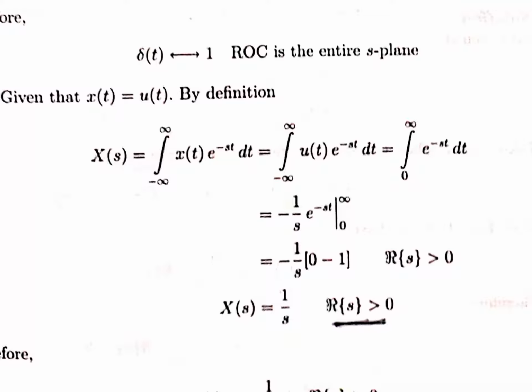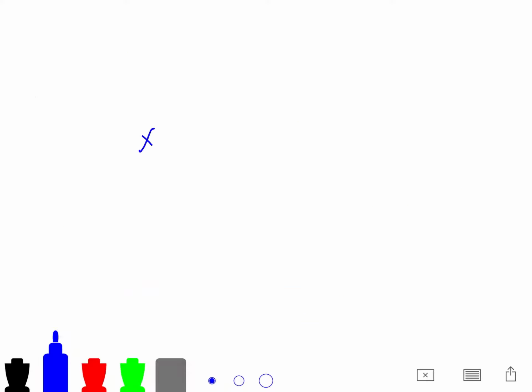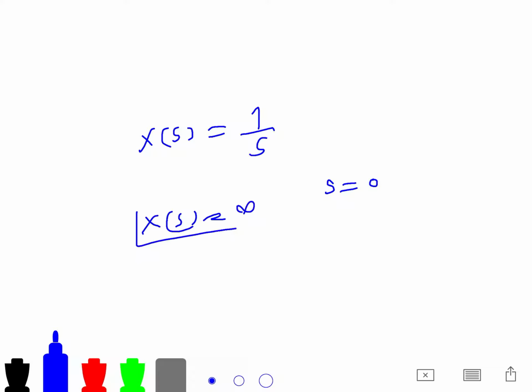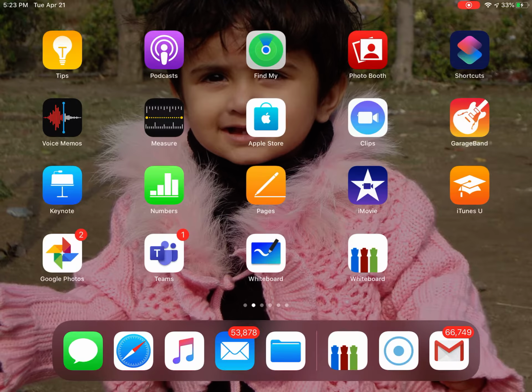For s equal to 0, that is, for the u(t) function, the Laplace transform X(s) is equal to 1 upon s. So if you put s equal to 0, then X(s) becomes infinity, so s equal to 0 will not be in the ROC. The ROC will be the real part of s greater than 0. This is the ROC for the unit step function.